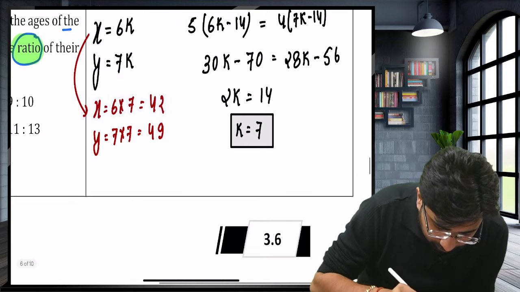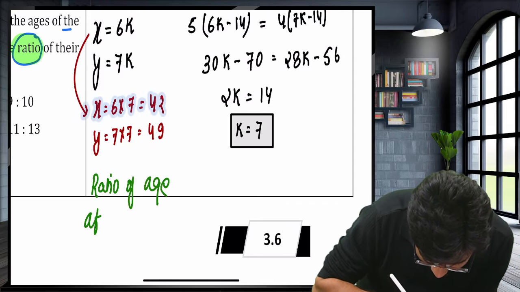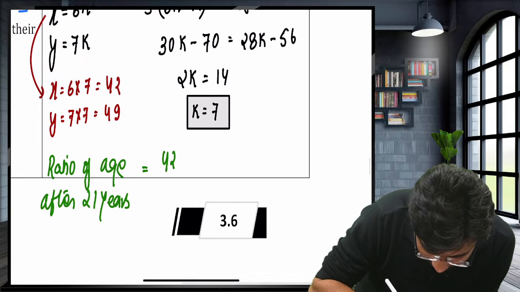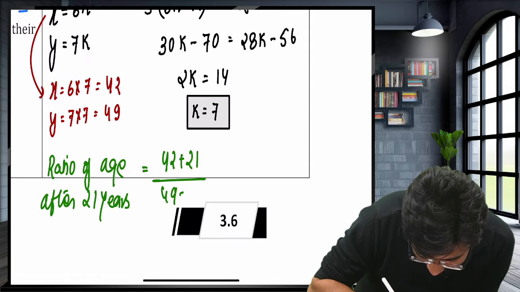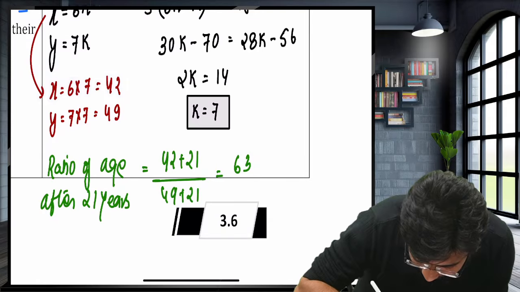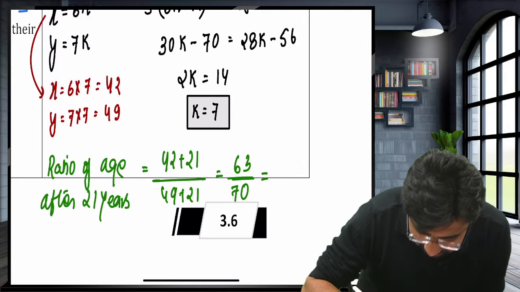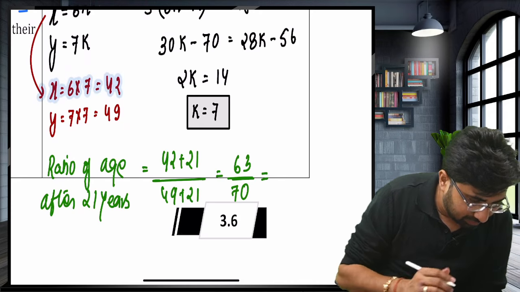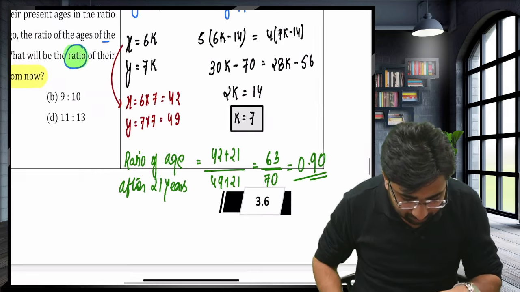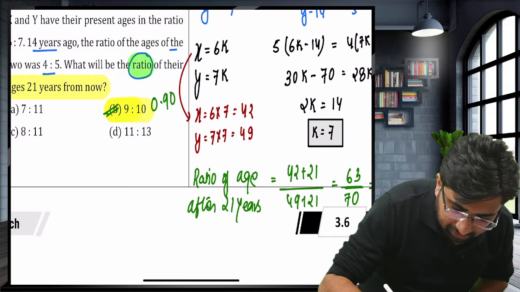But they are asking the ratio of their ages after 21 years. So the age of x will be today's plus 21, 42 plus 21, you will get 63. 49 plus 21, you will get 70. Let's convert this into a decimal. 63 divided by 70, you get 0.90. The option that gives you 0.90 will be correct. 9 divided by 10 gives 0.90. So option B is the correct answer.